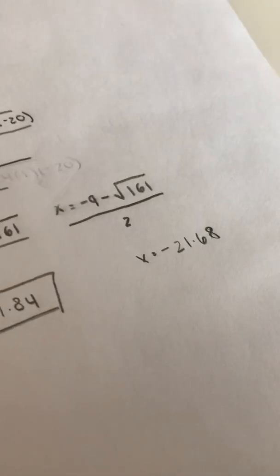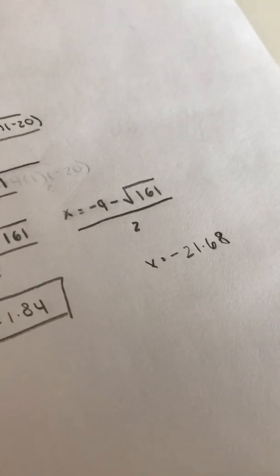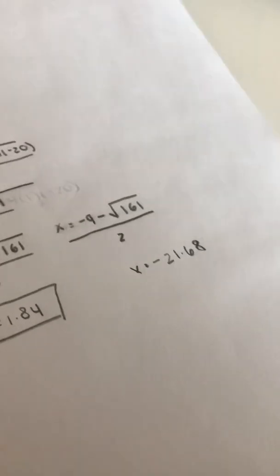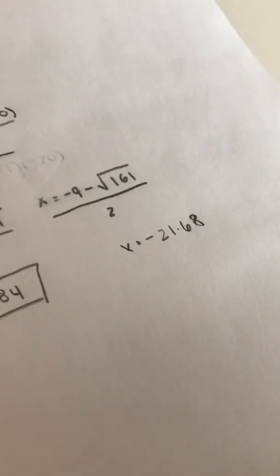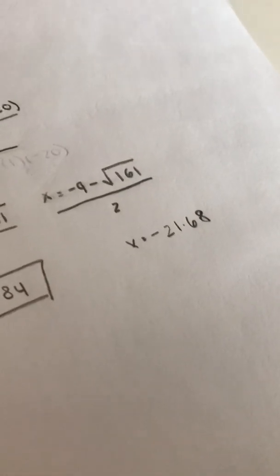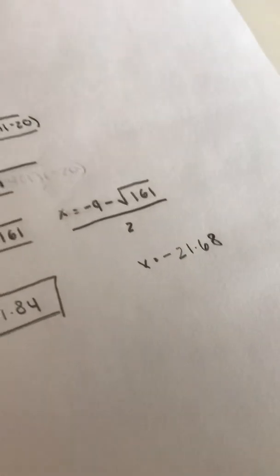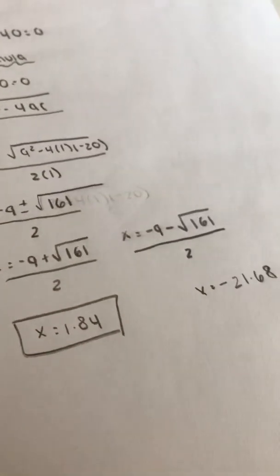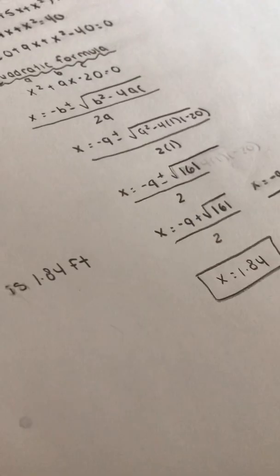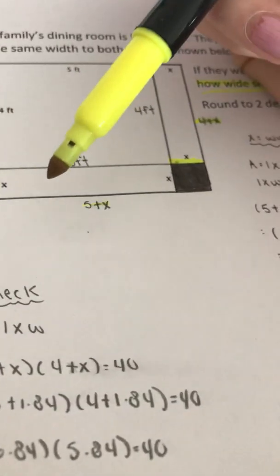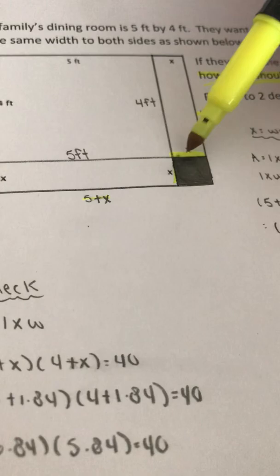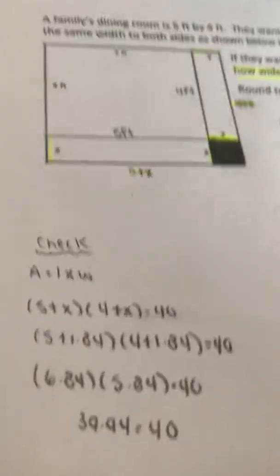And I got x equals negative 21.68. We can't use this one because it's negative, and in this question we need a positive. It's not like we're doing something underground. You can't have a negative width or a negative number of feet. So in this case, we just use the positive, 1.84, and that equals x. So we know that this is 1.84, this is 1.84, this is 1.84, this is 1.84.